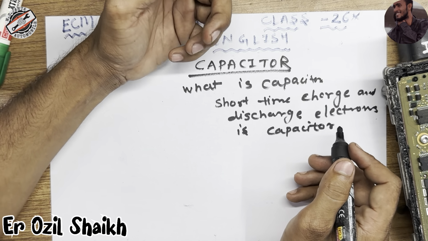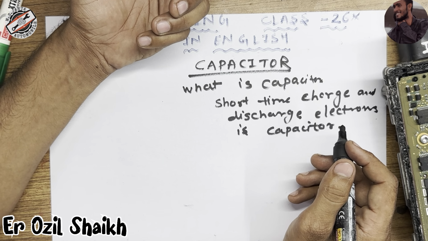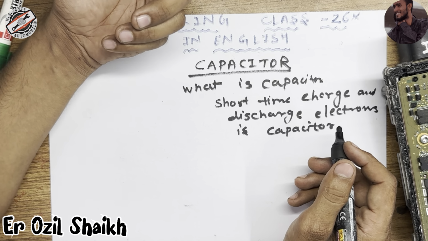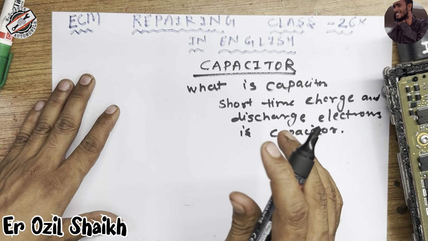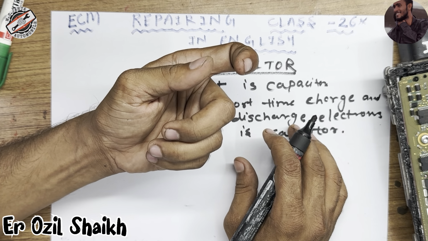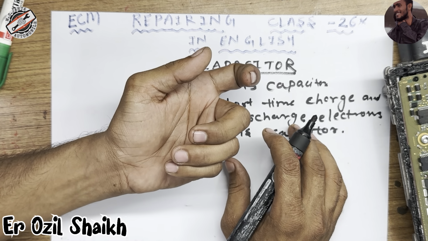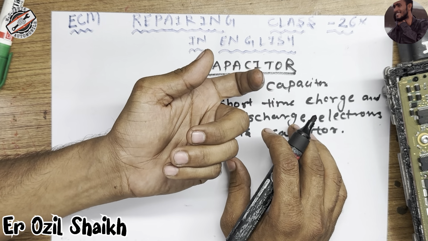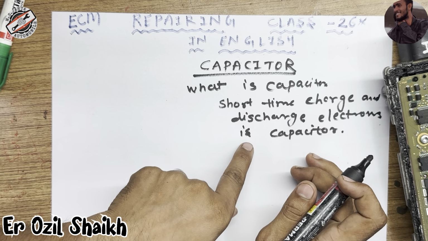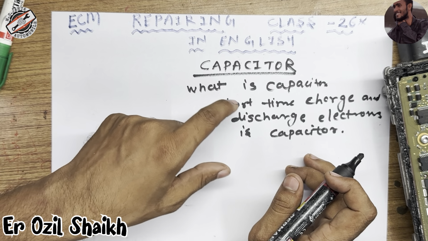A battery is also like a capacitor, but we don't call it a capacitor. Actually it stores the charge for a long time, that's why we call it a battery. And this capacitor stores voltage for microseconds, milliseconds, nanoseconds, picoseconds, and seconds, minutes also. So that's why we call a short time charge and discharge of electrons a capacitor. Okay, this is the very simple and short definition of a capacitor.